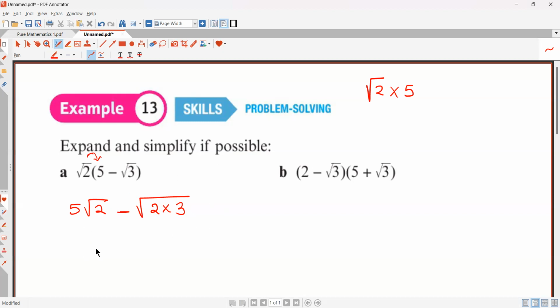Okay, now let's start. 5 root 2 minus root 6. Yes or no? Root 2? Root 2, sorry. Okay, so this is the opening of the bracket. You can't go more than this. Is there any way I can simplify this, by the way? No, I cannot. Okay. Let's go to the next one now.